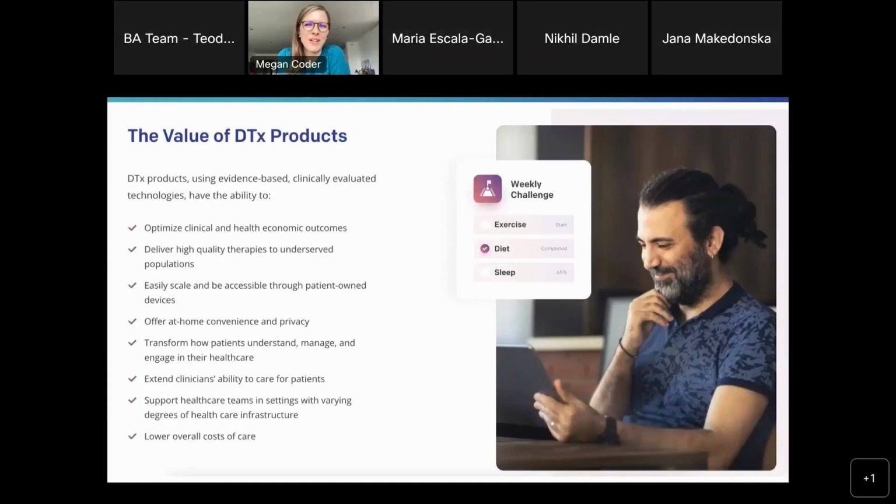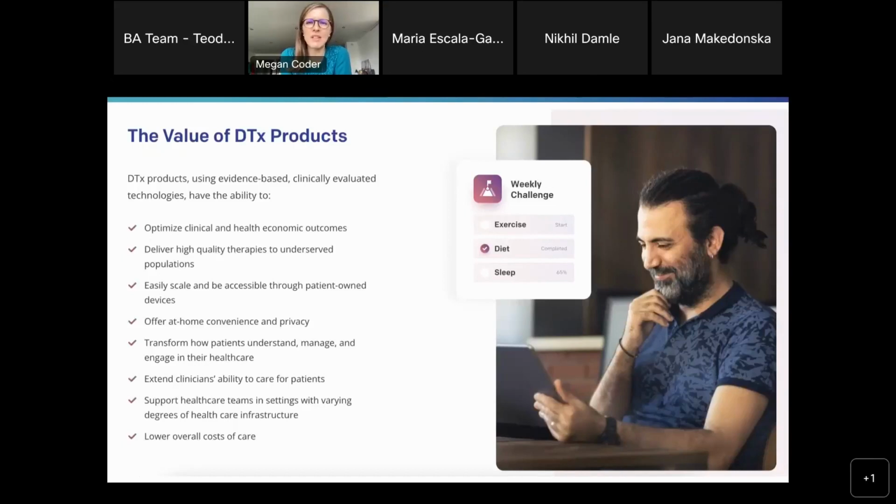Value of digital therapeutics. There are many. So there are a lot of ways that we can use these products. We can use them to optimize clinical outcomes, use them to deliver therapies to patients who wouldn't otherwise have access to them. They're scalable. Generally, digital therapeutics are used on a patient-owned device. They may have other plugins, so there could be hardware associated with it. I'm happy to discuss any of that later too.